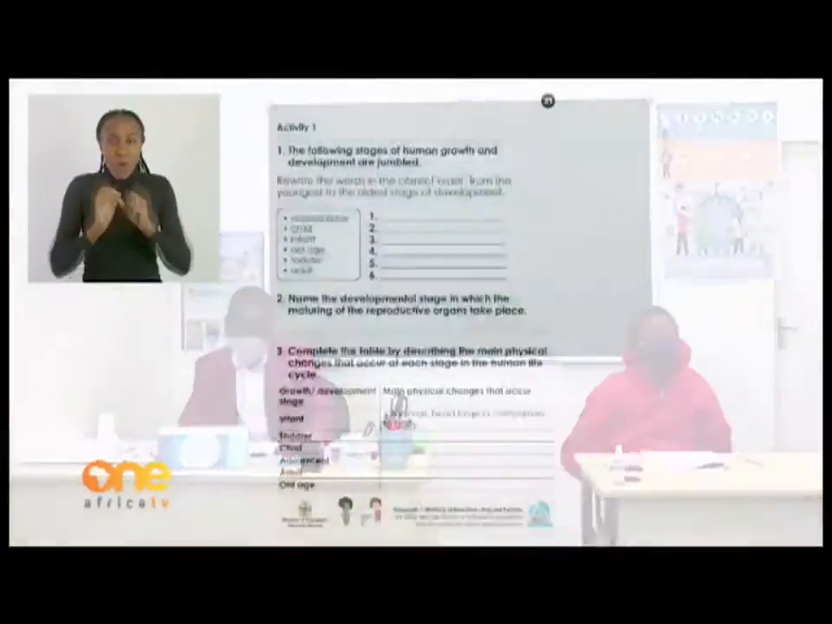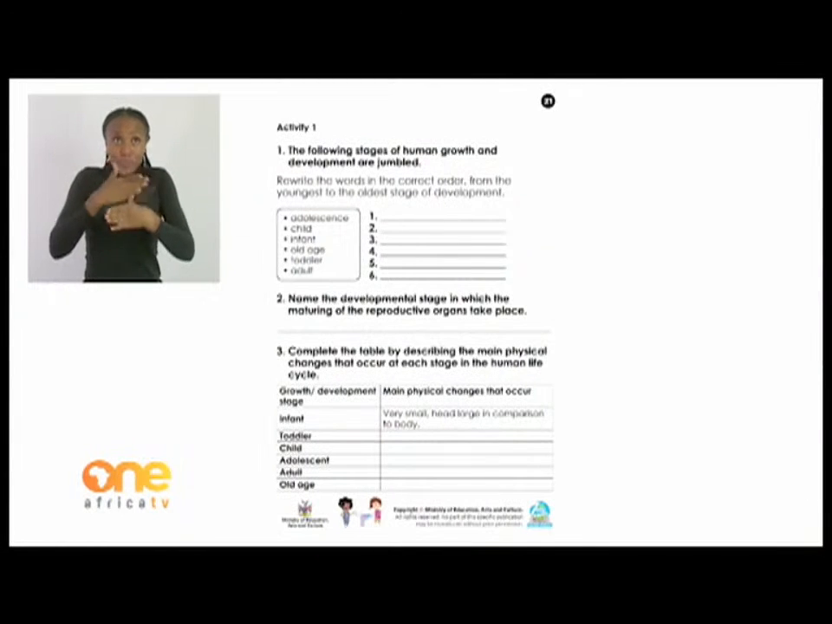Go to page 21, activity 1 for the day. Question 1. The following stages of human growth and development are mixed up. Now, we want you to rewrite them, or the words, in the correct order from the youngest to the oldest stage of development. You have them on the left, all of them written down. Now we want you to write them in order from which one comes first in somebody's life until the last one.